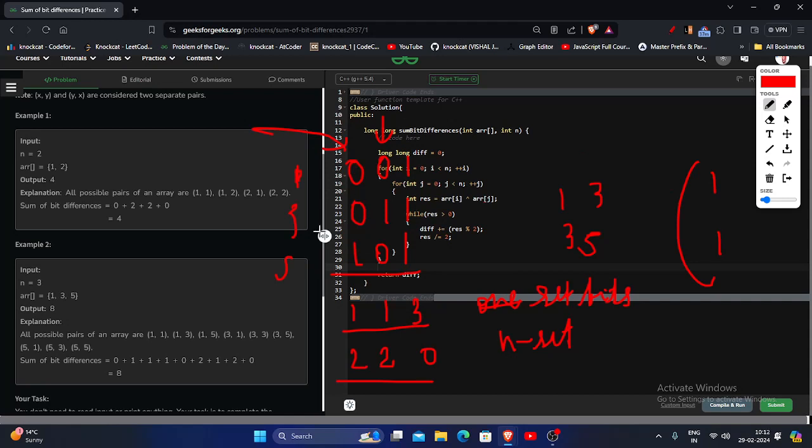And now, for this one, we have again a bit difference at this position, for 1 and 5. And for this 3, we have again a bit difference at this position. Again, we will get 1, 1. And overall, we will get 4 here. And since we take different pairs, x, y and y, x, we will get 8.